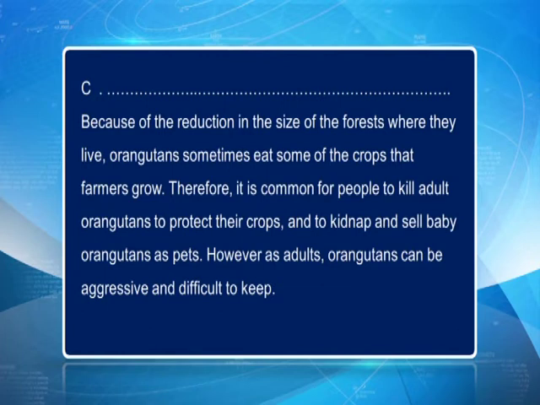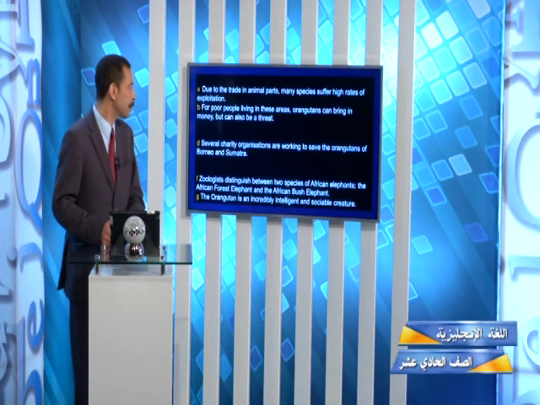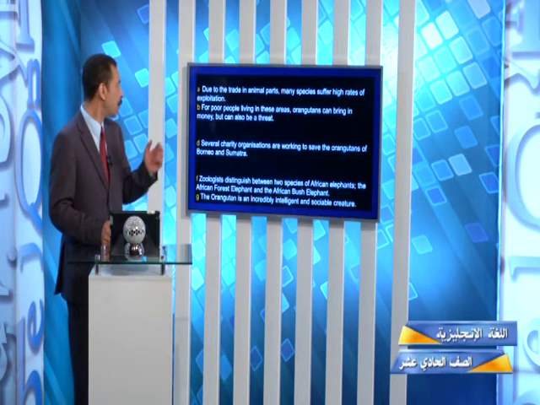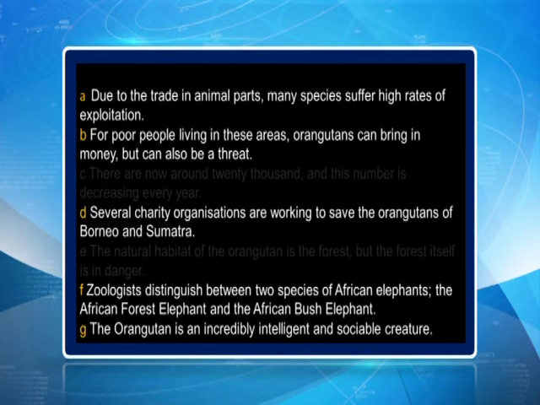So we need a sentence which talks in general about what farmers do to orangutans. Where is our sentence? How about the first one? Due to the trade in animal parts, many species suffer high rates of exploitation. This could be a good sentence.